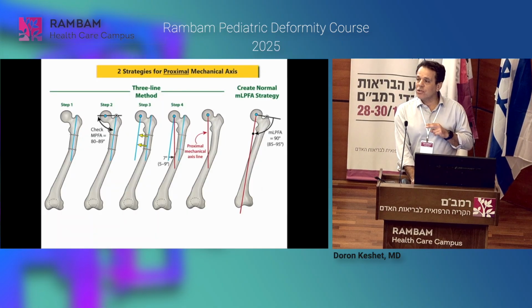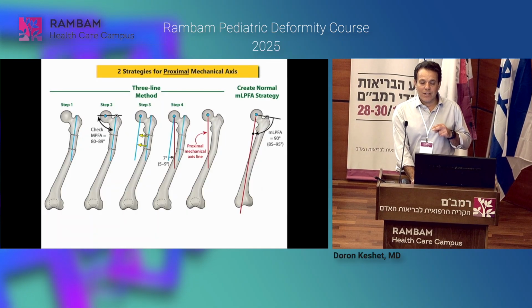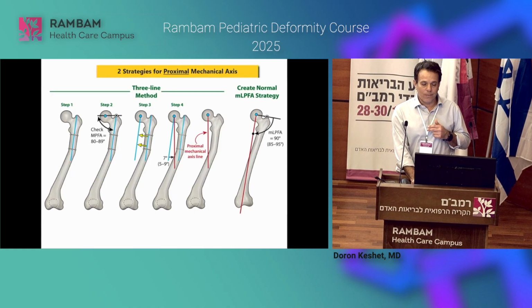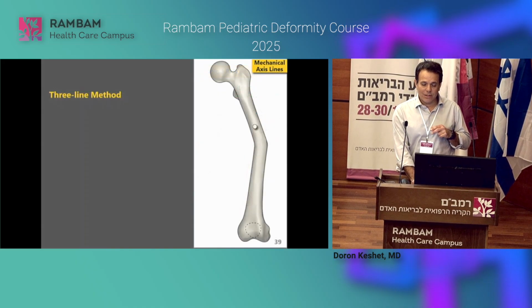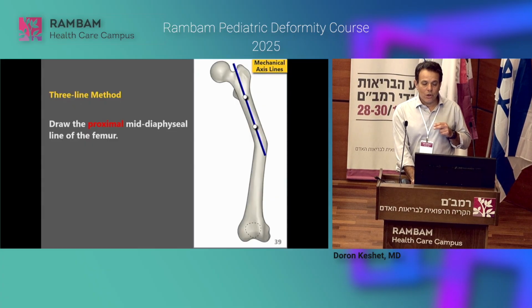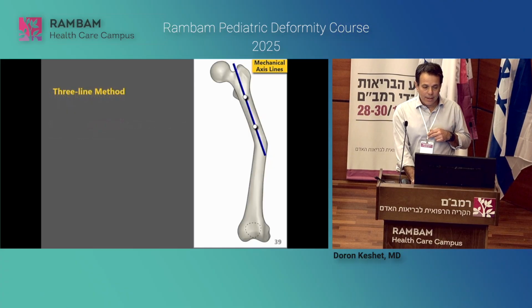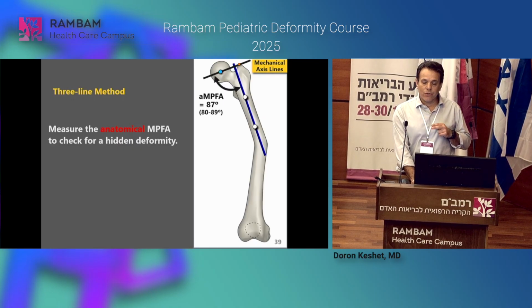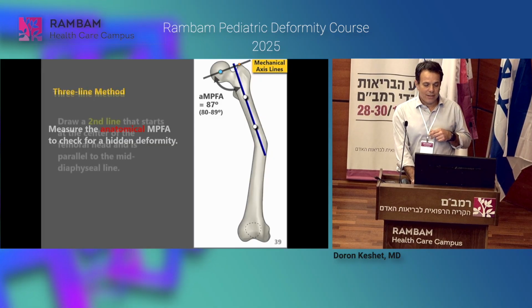So we have two strategies to identify the proximal mechanical axis. The first one is called the three-line method. I will go over it. The second one is when we create a normal mechanical lateral proximal femur angle. So let's dive into it a little bit. So the three-line method: first we draw the proximal mid-diaphyseal line of the femur, the blue line here. Next thing, we measure the anatomical medial proximal femoral angle to check for no hidden deformity, okay? And we see here, it's within the normal region, 87.